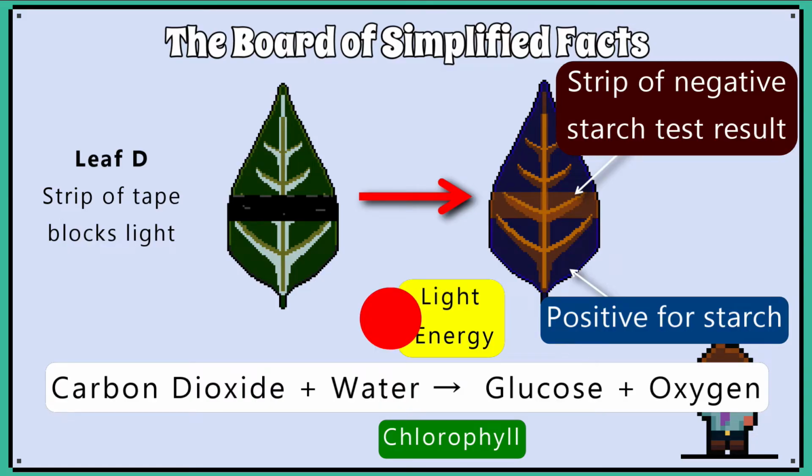This shows that the tape blocked the light and the leaf was not photosynthesizing where the tape was, and therefore not making any glucose, and therefore no starch. So this shows that light is needed for photosynthesis to occur.